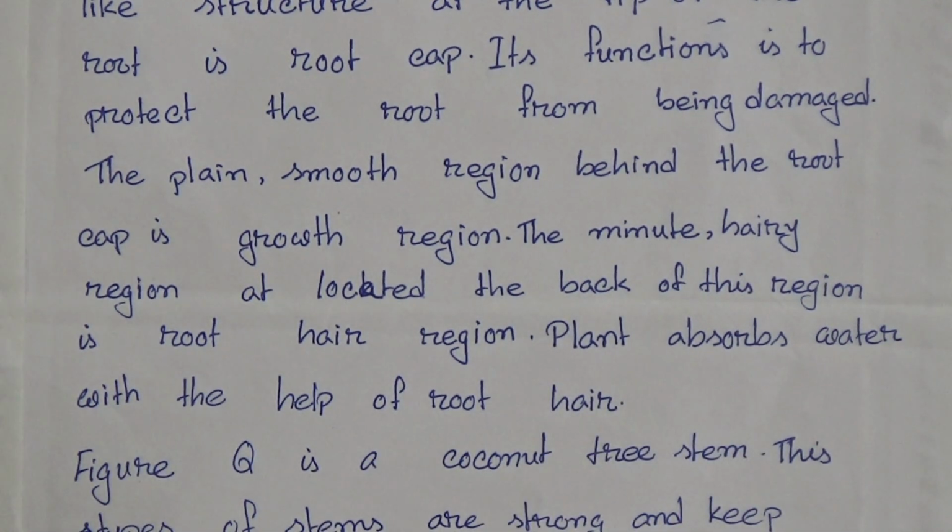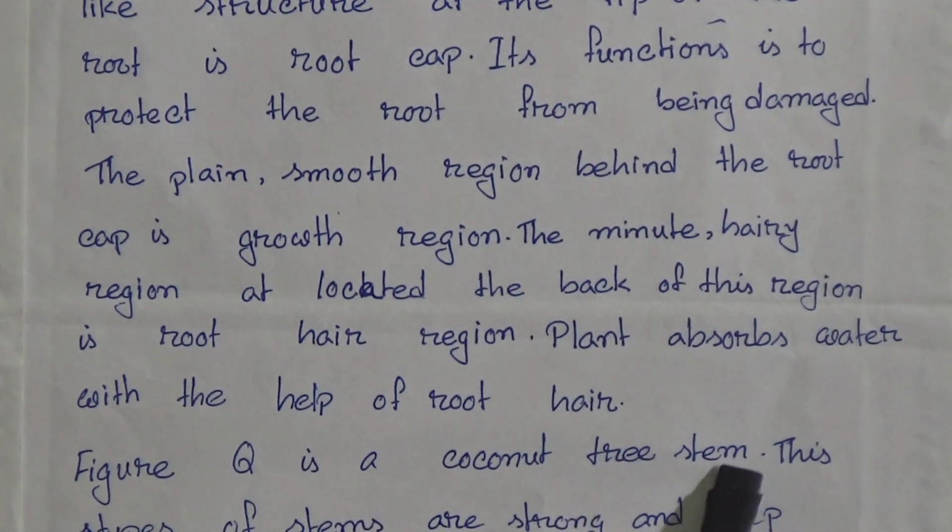What is the function of the root hair? The plant absorbs water from the soil through the root hair, and then the water goes to the stem, then moves to the leaf, and with this water the plant can prepare and produce its food.